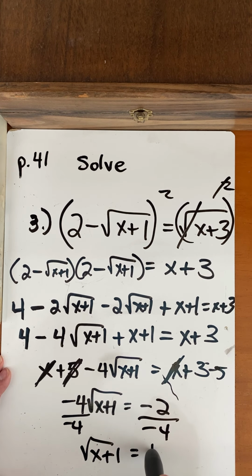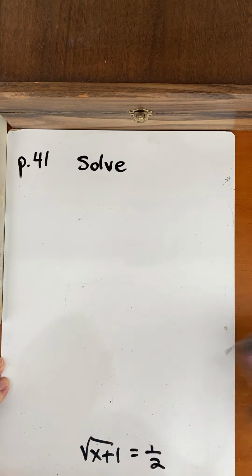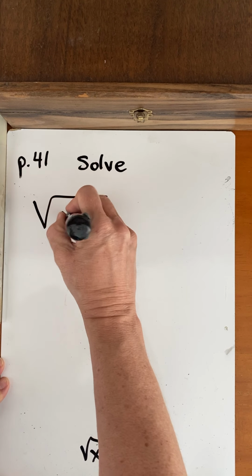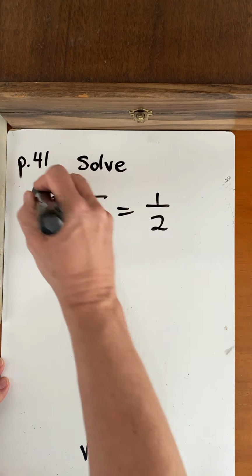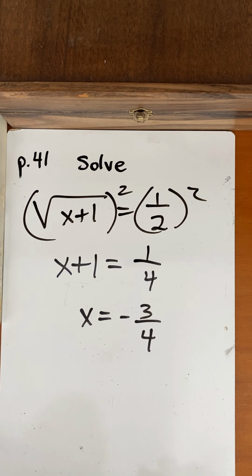Okay, I'm still not done. But because I'm running out of room, I'm going to erase this. And so we're at this point now. Root x plus 1 equals 1/2. So now I square both sides. And I get x plus 1 equals 1/2 times 1/2, 1/4. And I subtract 1, and my answer is negative 3/4. Now, if you plug this in, it works. Just trust me that it works.